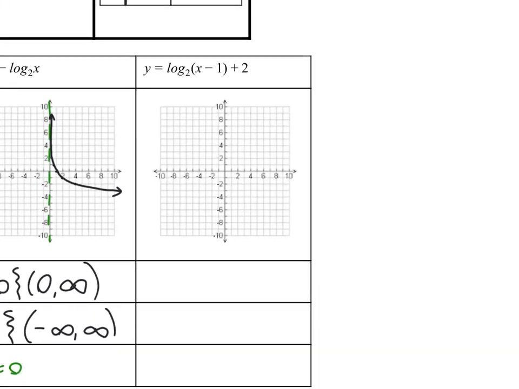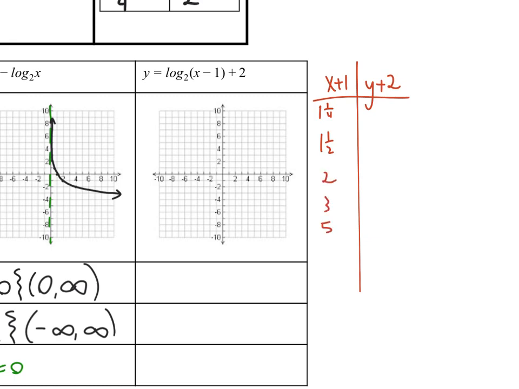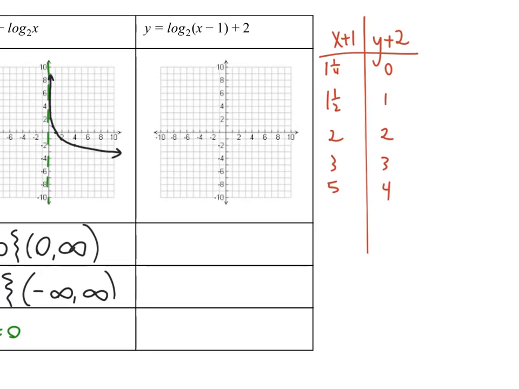Last one, pause the video, try to do this one 100% on your own. Looking at this, I have x plus 1, so I know it's going to be translated to the right, positive 1. Y plus 2, and there is no dilation factor. So we have 1 1/4, 1 1/2, 2, 3, and 5. Adding 2, I get 0, 1, 2, 3, 4. So where's my vertical asymptote going to be? I hope you said at x is equal to 1.